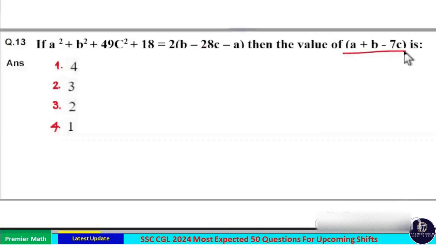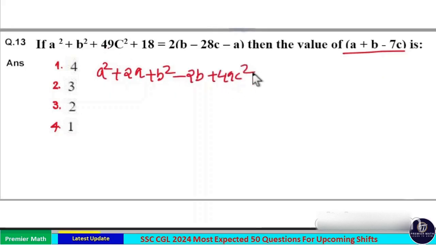Here find the value of A plus B minus 7C. Take RHS to LHS and write the A terms together. That is A square. This is minus 2A, so this will become plus 2A. Now B square. This is plus 2B, so this will become minus 2B. And the remaining 49C square. This is minus 56C, so this will become plus 56C. So plus 18, which is equal to 0.